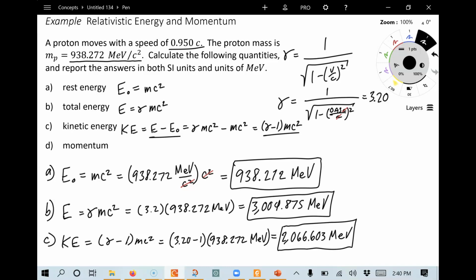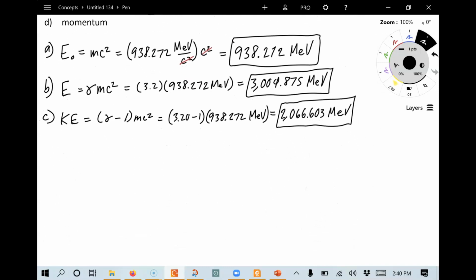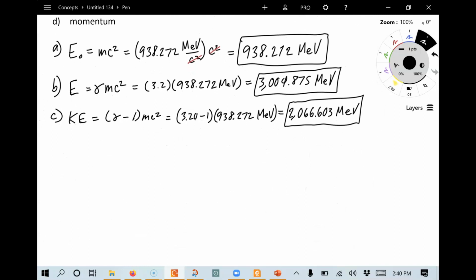All right, let's look at part D here. We're going to look at the momentum now. This is the relativistic momentum. We need to look up the equation for that.